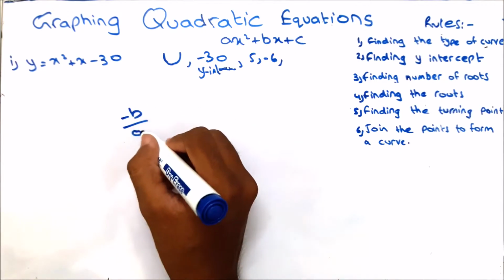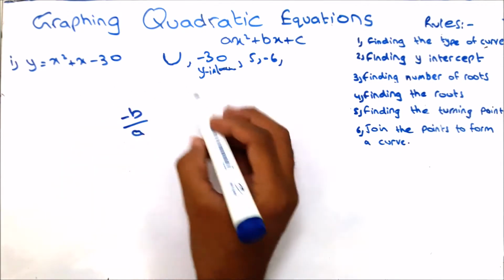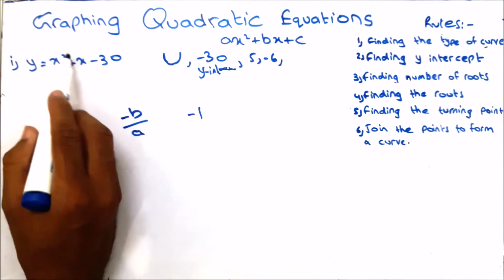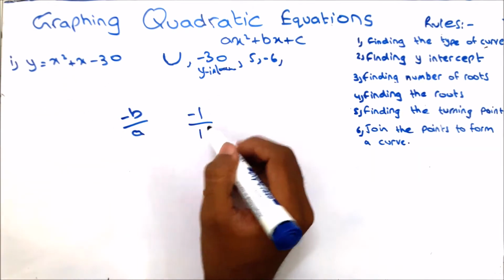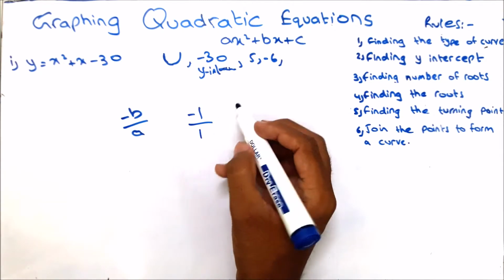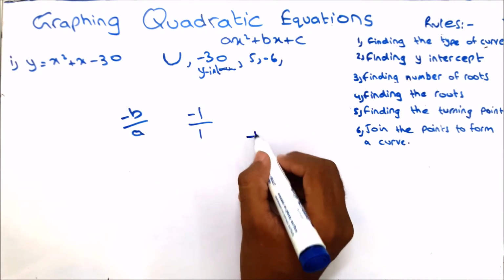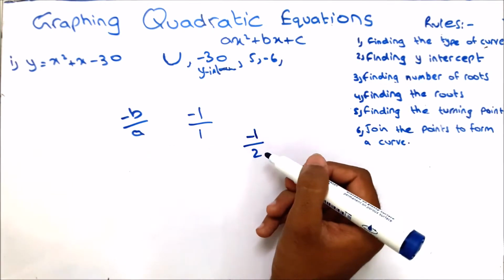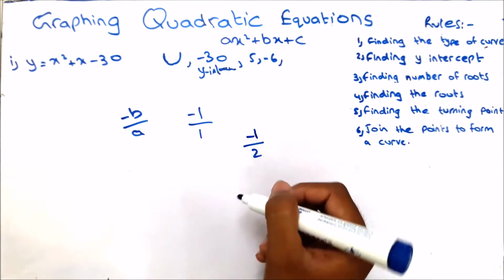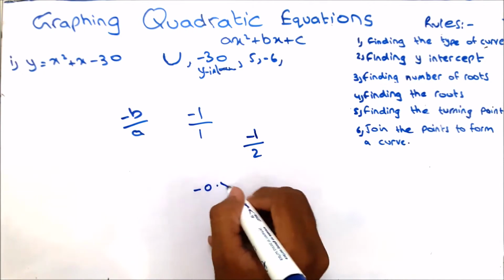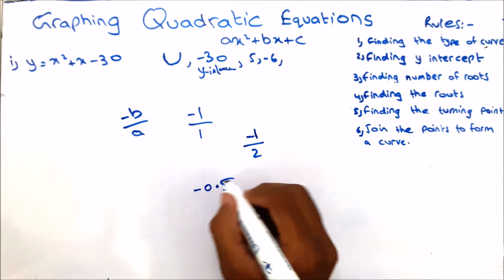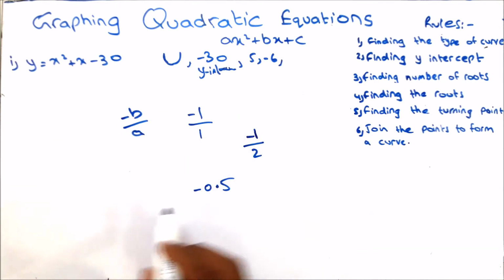Okay, when we have minus b upon a, minus b is minus 1 because our coefficient of x is 1 and our a is also 1. So our sum of roots is minus 1. We need to divide it by 2 to get our sum of roots divided by 2. That's minus 0.5. Minus 0.5 is the x-coordinate of our turning point.